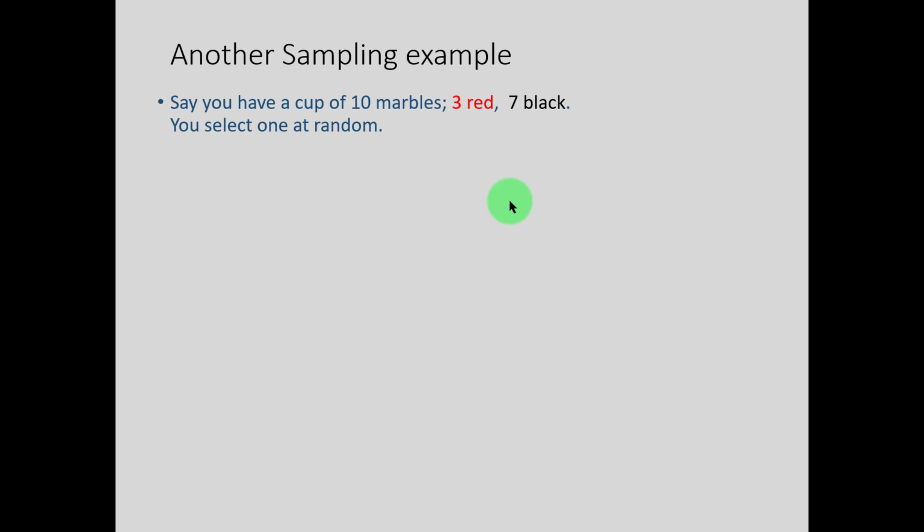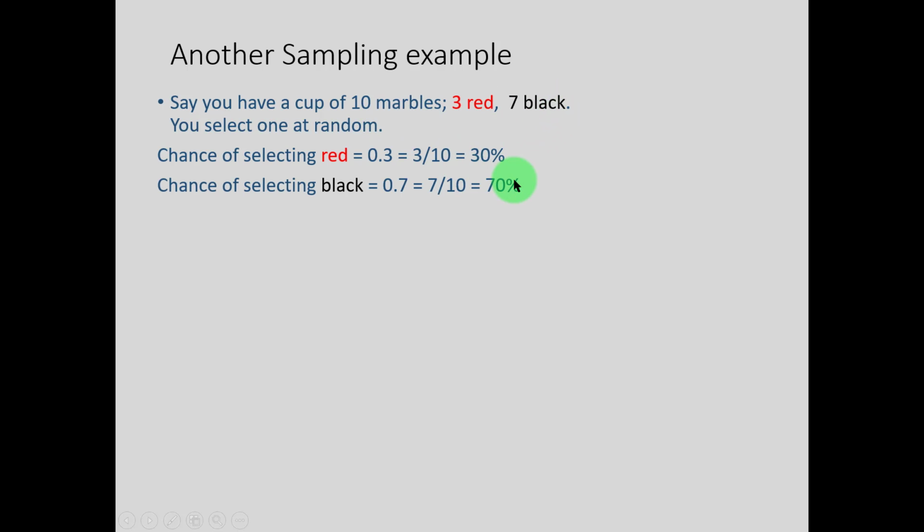Let's look at another sampling example. And we're going to talk about marbles in a cup. Classic example. So suppose you got 10 marbles, 3 red, 7 black, and you're going to select one at random. Pretty fun stuff. What is the chance of selecting a red marble? Well, there's 3 reds out of 10. So 3 out of 10, 0.3, 30%. Those are all the same value. What would be the chance of selecting a black marble? Well, 7 out of 10, 70%, 0.7.